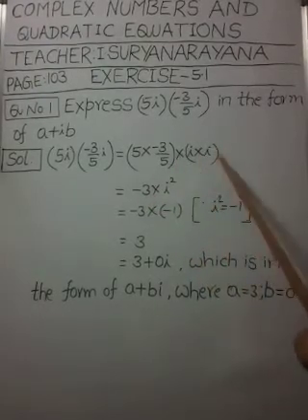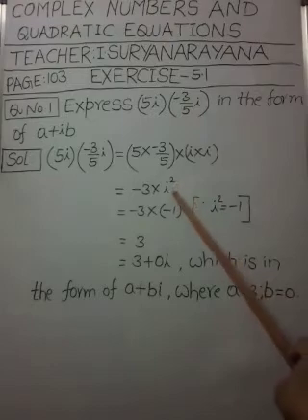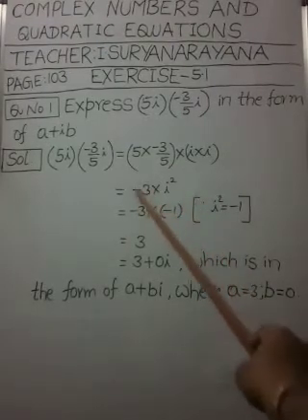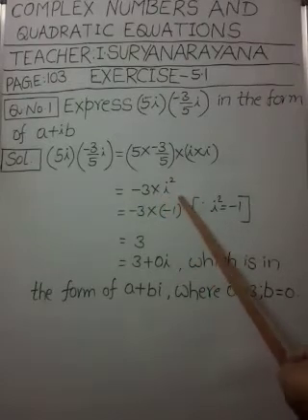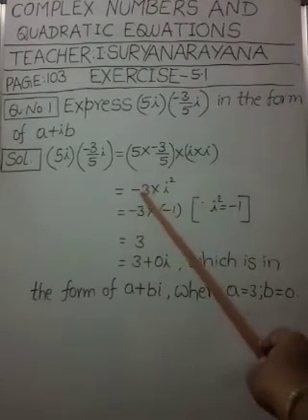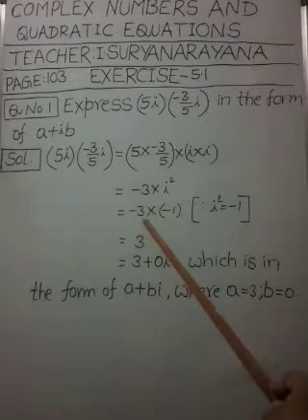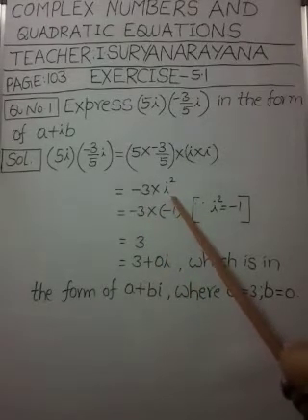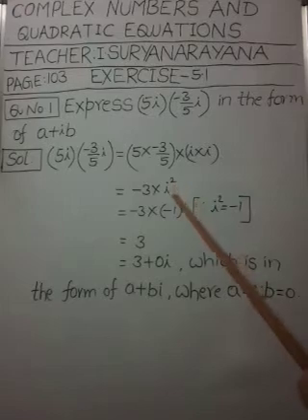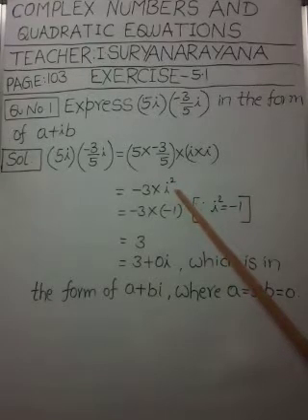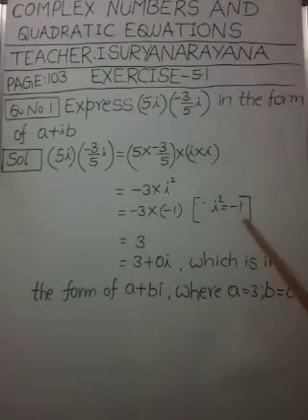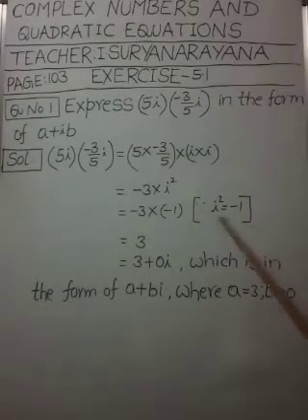Into i. What will you get here? i square. Understood this step, my children? Minus 3 into i square. Right. That is equal to, we write this first factor as it is, minus 3 into, what is the value of i square? Previously, I told you throughout this chapter, you should remember the value of i square is equal to minus 1. So, we wrote minus 1 because i square is equal to minus 1. Understood this step, my children?